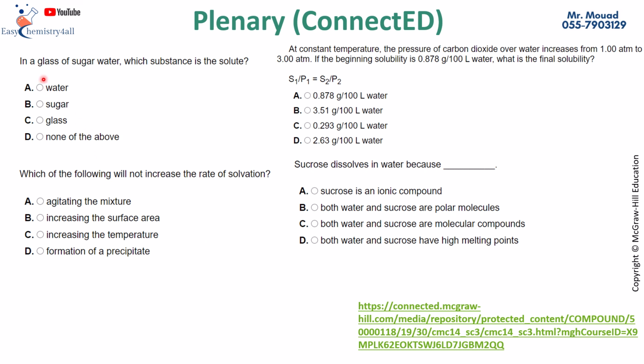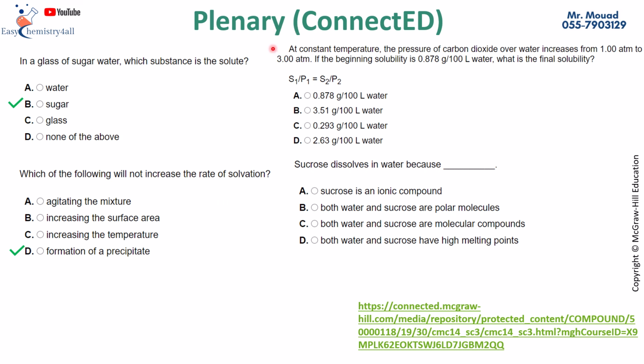In a glass of sugar water, which substance is the solute? Water, sugar, glass, or none of the above? Of course, it's going to be sugar, and water is the solvent. In the second question, which of the following will not increase the rate of solvation? Agitating the mixture, increasing the surface area, increasing the temperature, formation of a precipitate. We discussed A, B, and C in the lesson, so the answer is going to be formation of a precipitate.